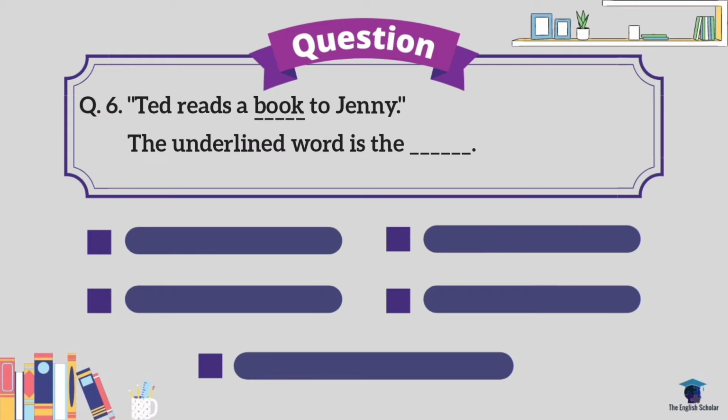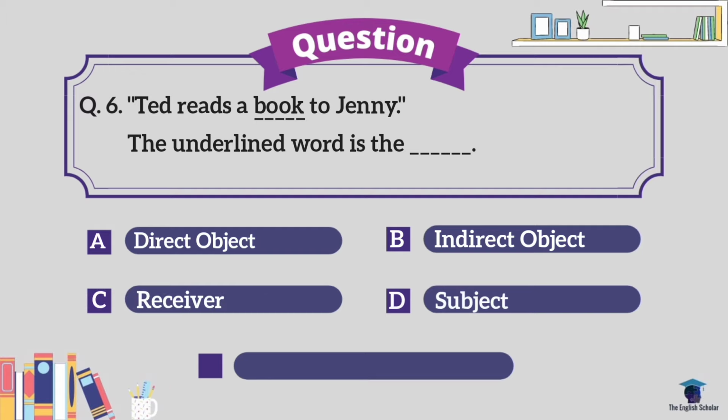6. Ted reads a book to Jenny. The underlined word is the A. Direct object, B. Indirect object, C. Receiver, D. Subject, E. Object of preposition. Your 15 seconds starts now. Time is up. The correct answer is letter A. Direct object.